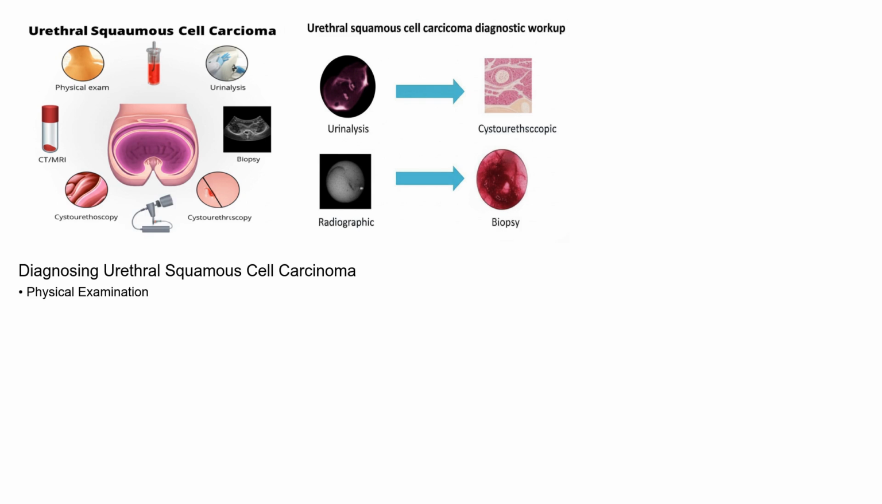Imaging studies, such as CT scans, MRI scans, and PET scans, are used to assess the extent of the tumor and check for spread to nearby lymph nodes or distant organs. However, the definitive diagnosis is based on a biopsy, where a small sample of tissue is taken from the suspicious area and examined under a microscope by a pathologist.